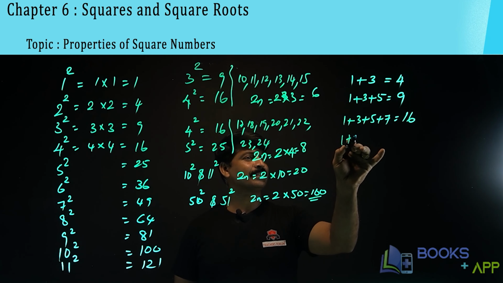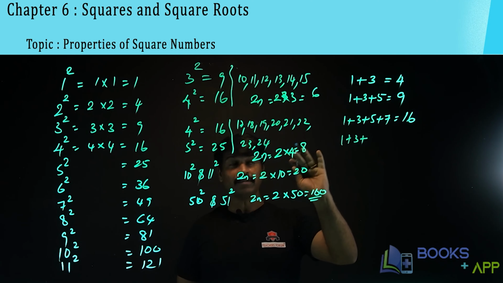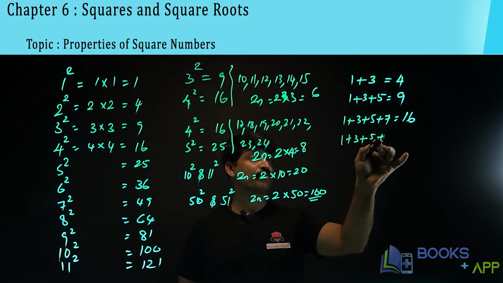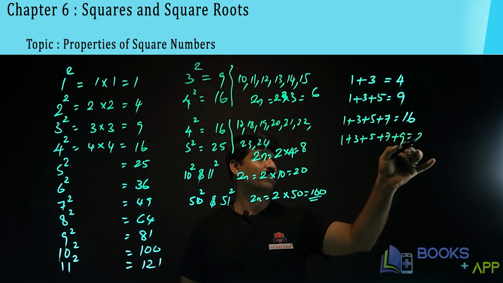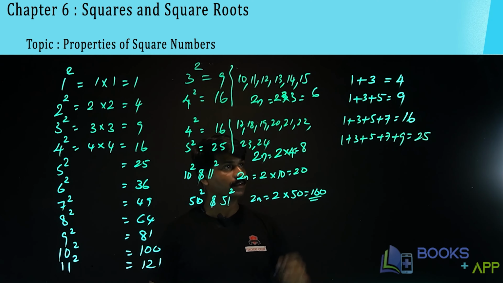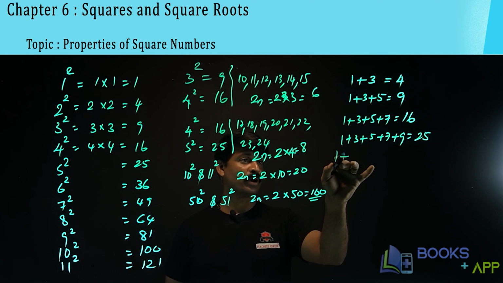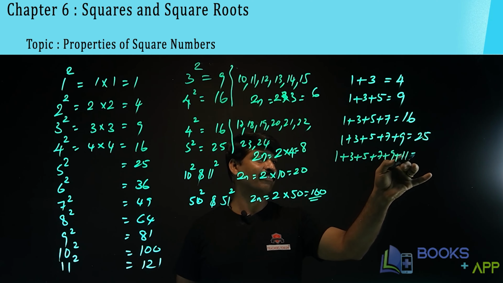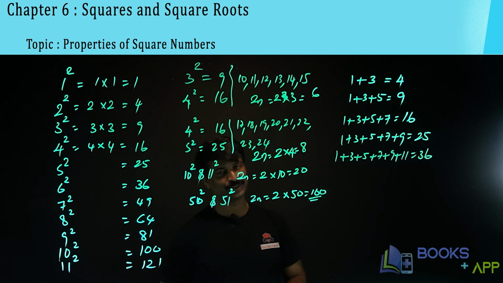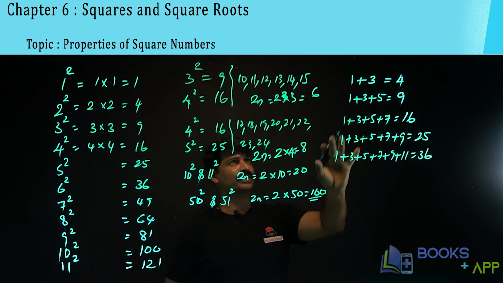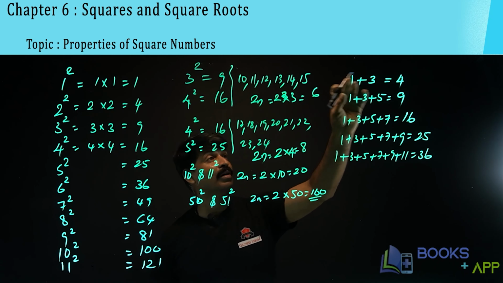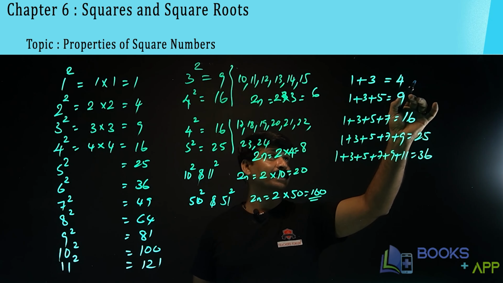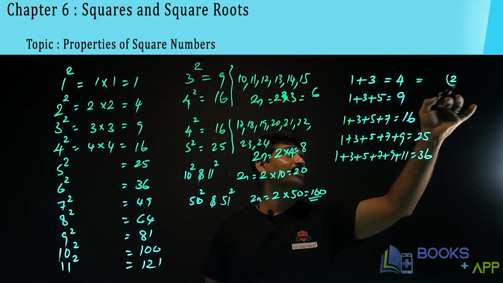Now let us find the sum of first 5 odd numbers. 1, 3, 5, 7, 9. When you add, you will get 25. First 6 odd numbers. 1, 3, 5, 7, 9, 11. When you add, you get 36. So here what do we conclude? Sum of first 2 odd numbers is 4. That is 4 is equal to what? 2 square.